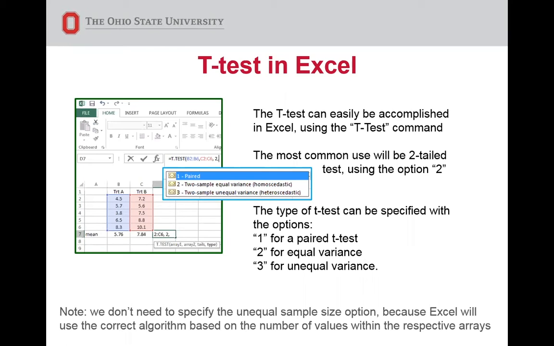Note that we don't need to specify the unequal sample size option because Excel is perfectly capable of using the correct algorithm based on the numbers specified within each array. In this case, we have 5 values in each array, and it will be using the equal sample size option.